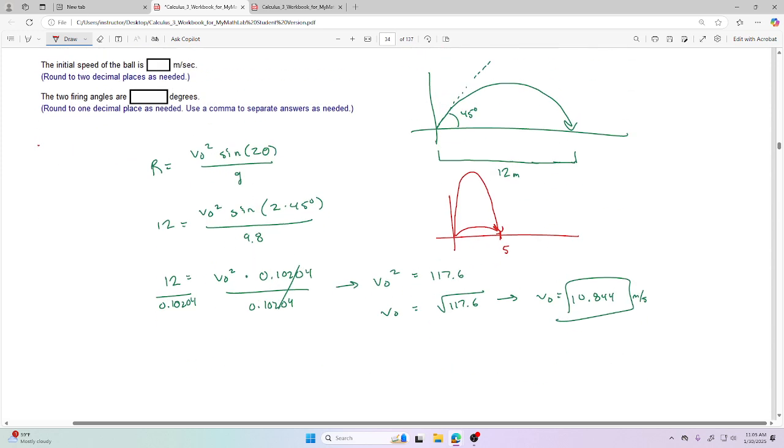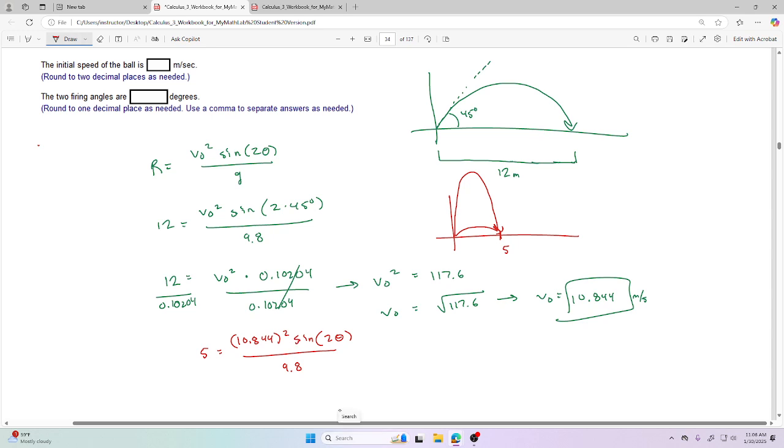So yeah, I like that. I'm going to use the red, of course, now. So we got 5. That doesn't look like a very good 5. We got 5 is equal to my initial velocity, 10.844 squared, sine of 2 theta, all divided by 9.8.